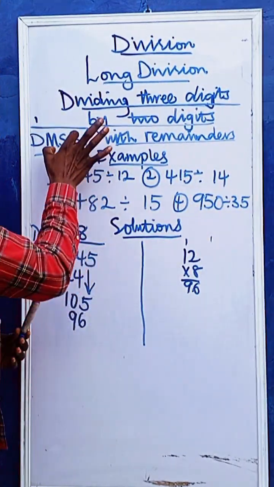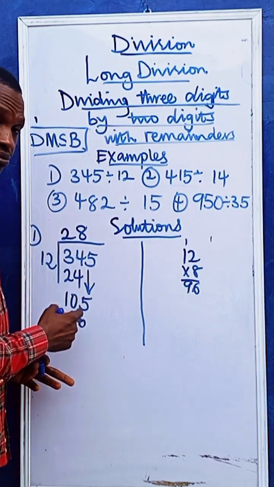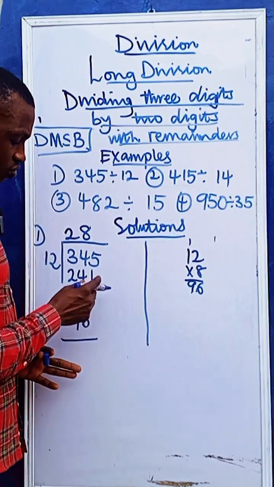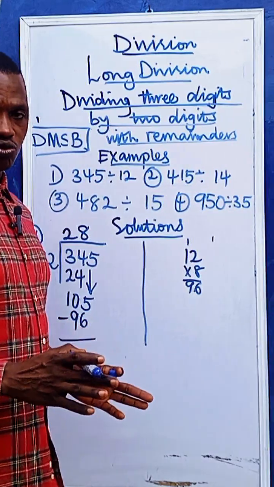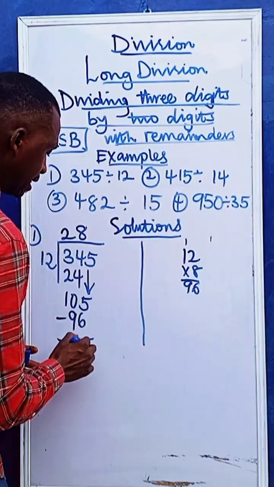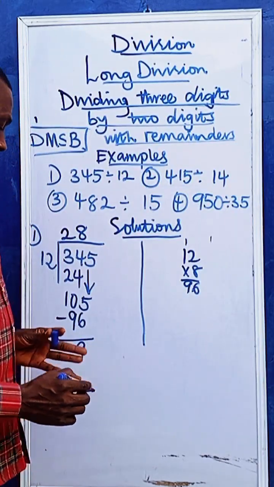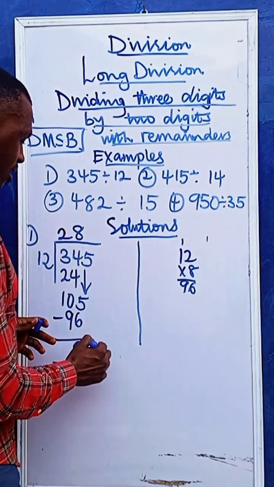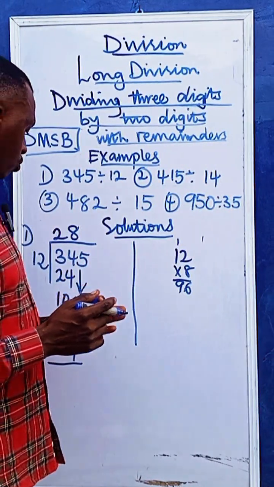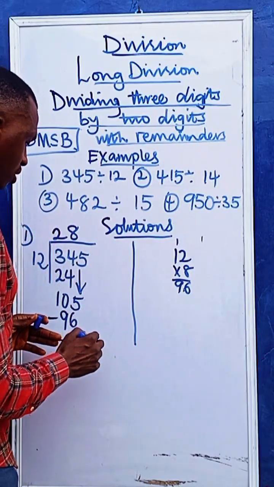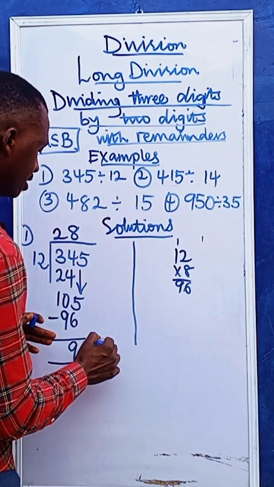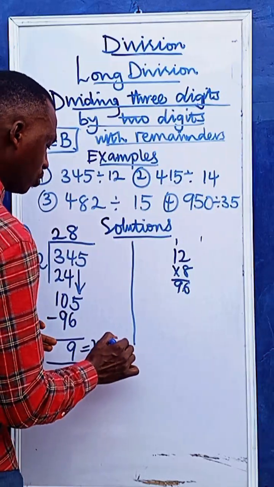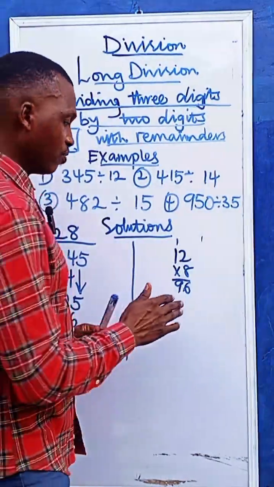Now let's look at this. Now 105, the next thing to follow is subtraction. 105 minus 96. Now, of course, we say 105 minus 96 will give us absolutely 9. Now, we can't do anything about this 9. That is the remainder. So that means 345 divided by 12, the quotient will be 28. Then the remainder can be represented with R. Then you put your 9. That is 28, remainder 9.